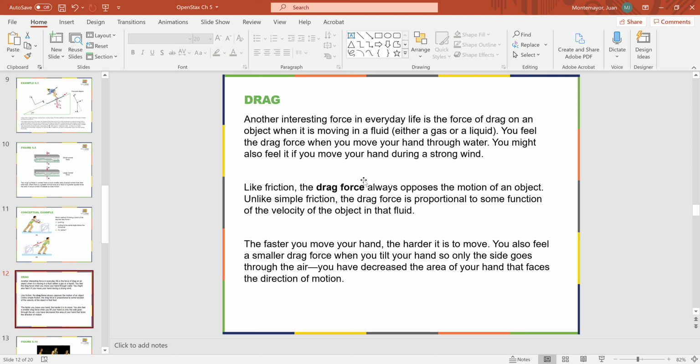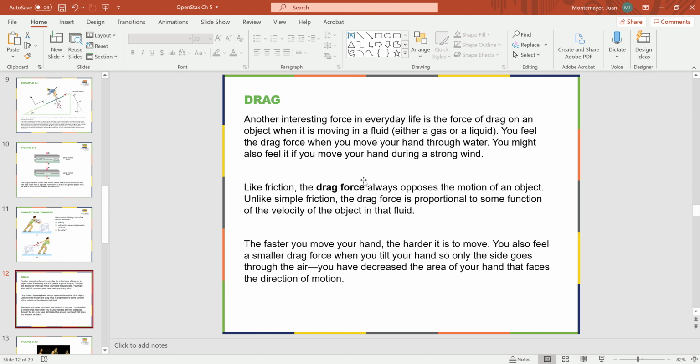Unlike simple friction, the drag force is proportional to some function of the velocity of the object in that fluid. The faster you move your hand, the harder it is to move. You also feel a smaller drag force when you tilt your head or your hand, so only the side goes through the air. You have decreased the area of your hand that faces the direction of motion. So if you're driving and you have your hand out the window, you've noticed if your hand is straight forward, it's less likely to move, whereas if your hand is facing perpendicular to the wind or to the motion you are going in, then your hand experiences more of that drag force.